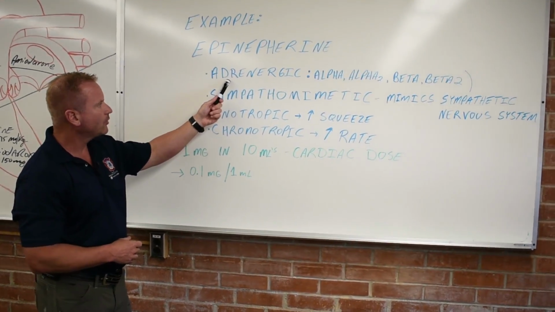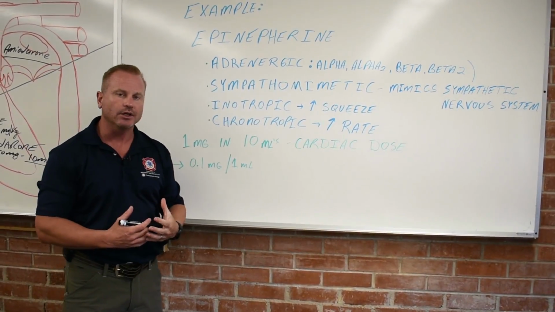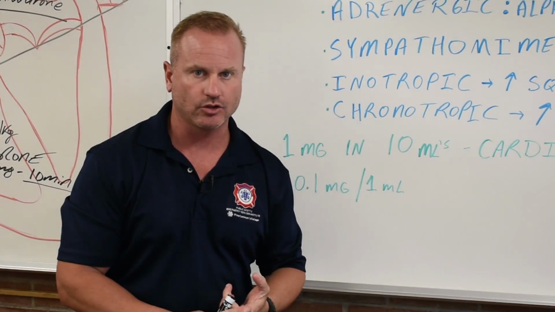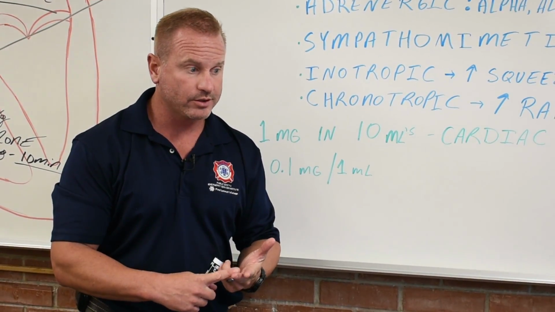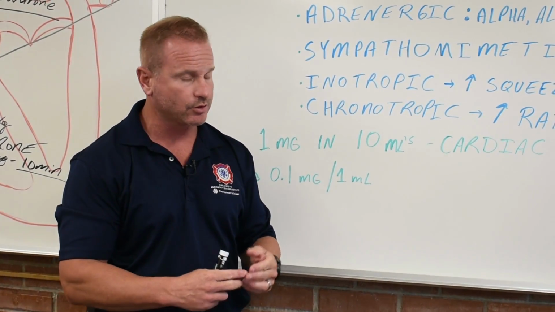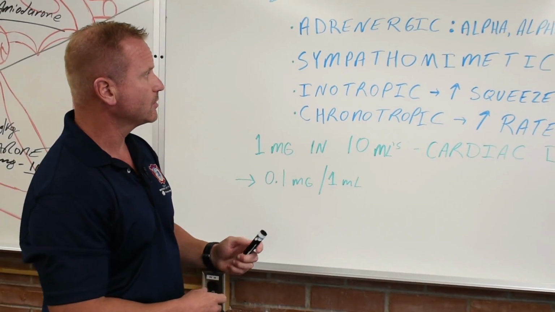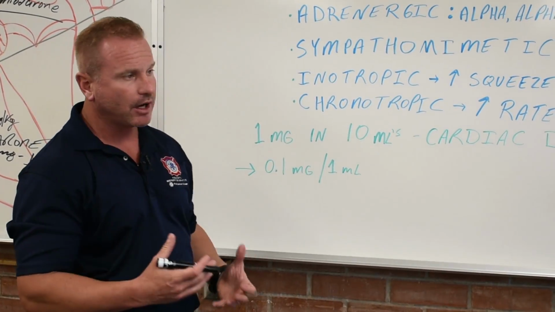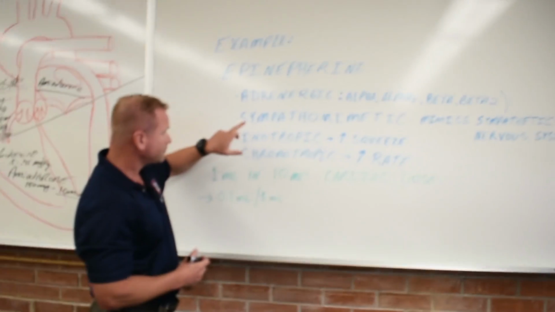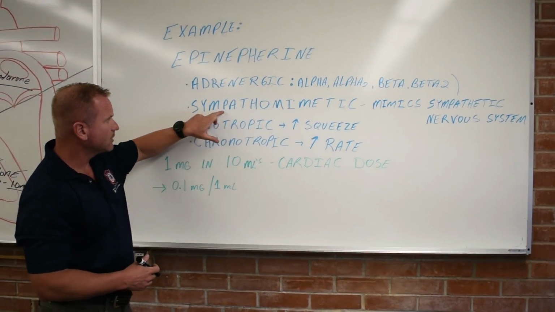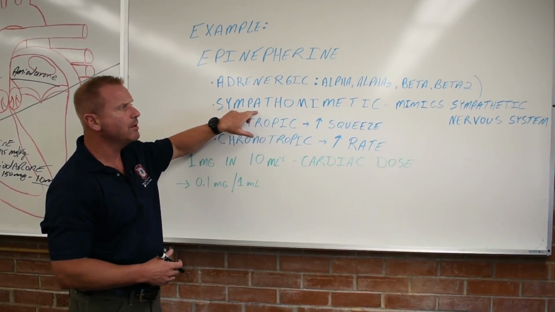When we talk about pharmacology, you're going to be tested. What class is this drug in, right? What systems does it affect? Because some drugs only affect one system, where epinephrine affects a lot of systems, as you can see. So when we talk about the class, it's an adrenergic, it's a sympathomimetic.